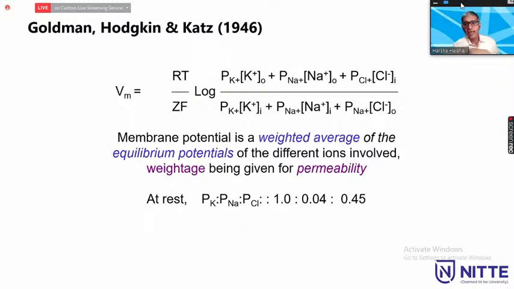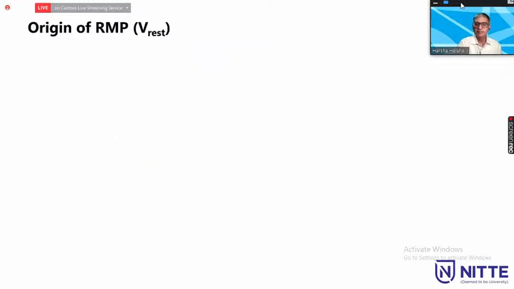So one can take this forward and include other ions, and you can have a formula for determining this weighted resting membrane potential, where the weightage is based on the permeability of the membrane to various ions.